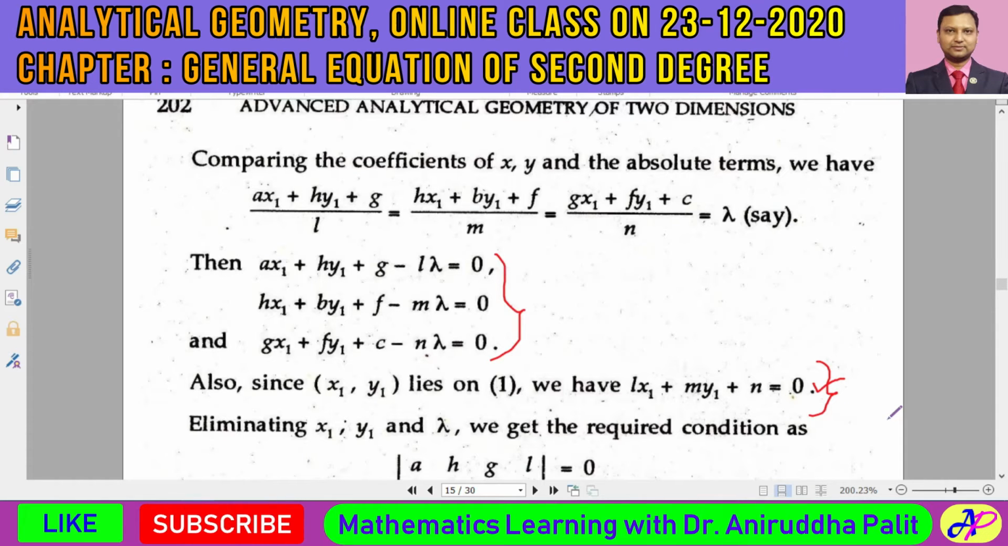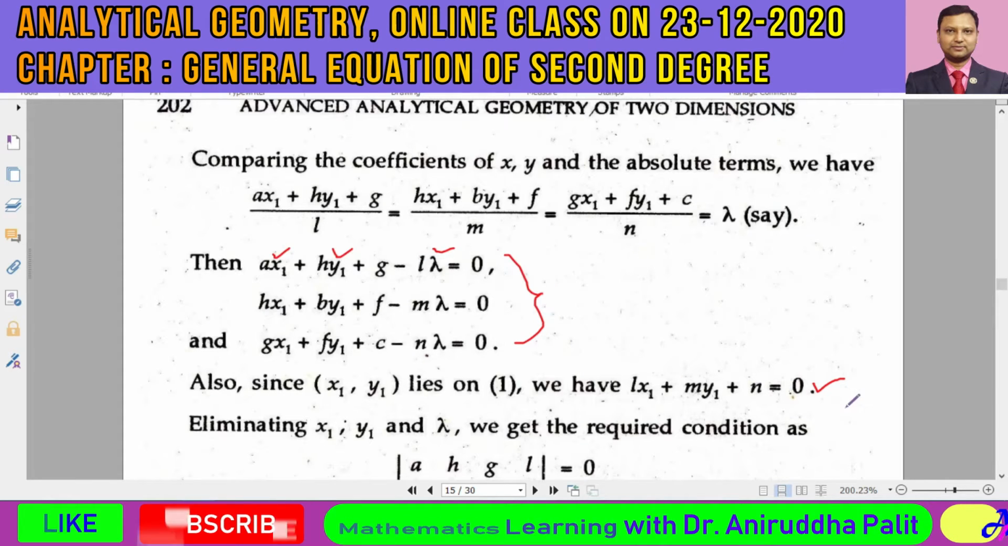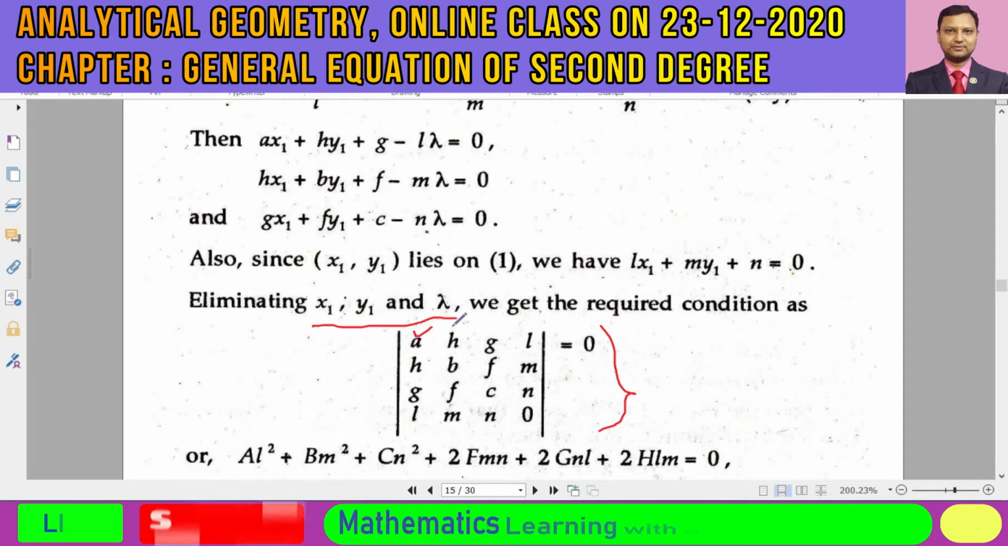We have four equations involving three unknown quantities. The first unknown is x1, second is y1, and the third is lambda. Theoretically, we can solve and find the values of x1, y1, and lambda from these three equations. Afterwards, we can put the values of x1 and y1 in the fourth equation. Then all the unknown quantities x1, y1, and lambda will be eliminated from these four equations. After eliminating them, we will get a determinant of this kind. The determinant consists of the coefficients of x1, y1, lambda, and the constant term.